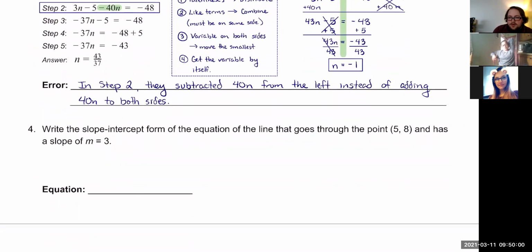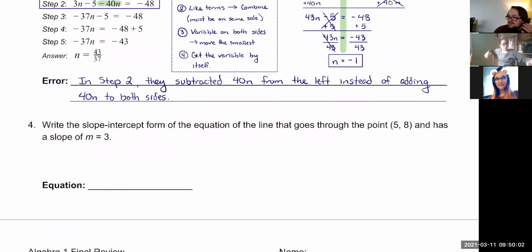All right, number 4, we're almost done with our first page. It's only been 45 minutes. Number 4 is asking us to write the slope-intercept form of the equation of the line that goes through the point (5, 8) and has a slope of m equals 3. So a couple things we're going to pick out real quick.